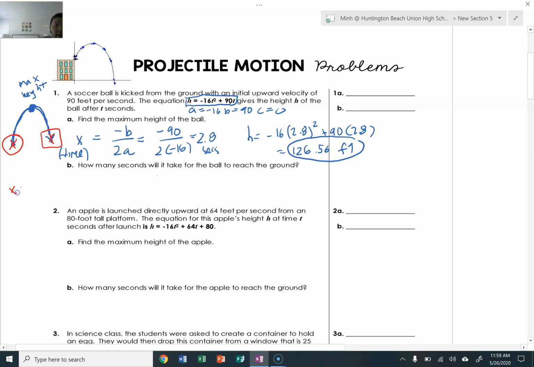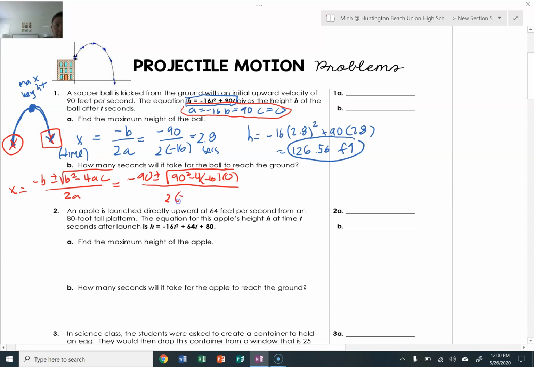And so that's x is equal to negative b plus or minus the radical of b squared minus 4ac, over 2a. Now, all these letters look confusing, but we've already found them earlier. I told you that c was going to come back. So now all we have to do is plug it in. We're going to have negative 90 plus or minus the radical of 90 squared minus 4 times negative 16 times 0, over 2 times negative 16.